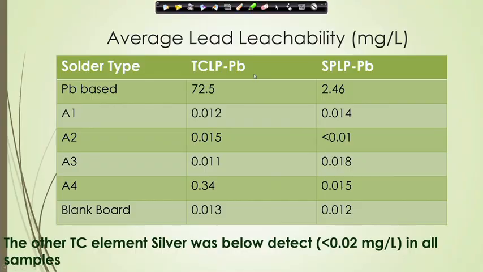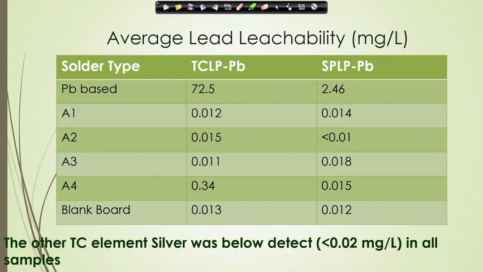So, we collected this data, and on average we first looked at the lead leachability, because that was the number one concern. So, we had a lead based solder and then alternatives. Alternatives maybe because the printed wire board was there. So, the blank board maybe has some lead as well. So, that could be the reason why we saw a little bit of lead showing up.